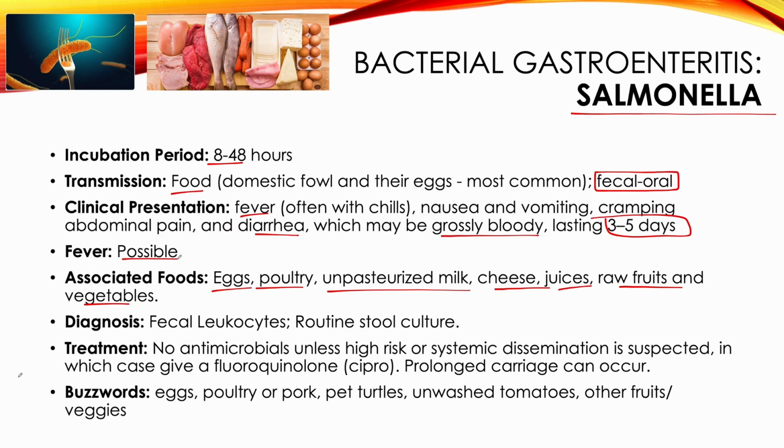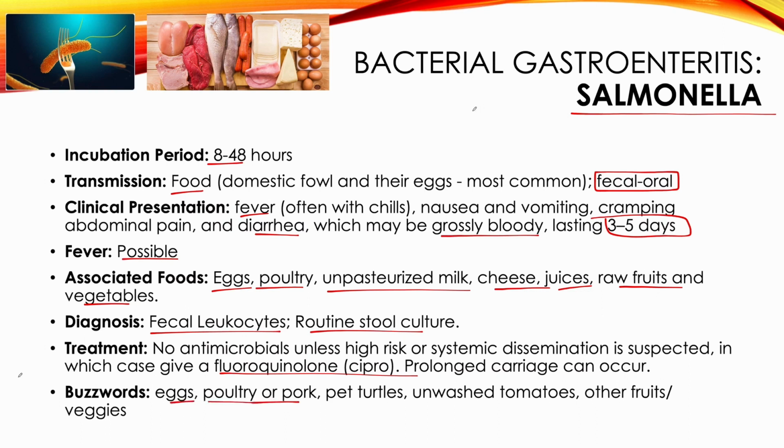Like we said, it can also have fever. Because it is inflammatory, you will tend to see fecal leukocytes or lactoferrin positive, and so the main way to diagnose is going to be with routine stool culture if needed. If a patient is pretty low risk and has mild symptoms, you don't necessarily even have to treat with antibiotics for salmonella. But if they're high risk or they have systemic dissemination, we usually give a fluoroquinolone, usually Cipro, to treat these. And some of the buzzwords we see on vignettes are eggs, poultry.